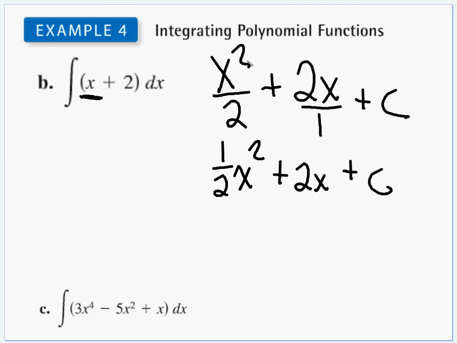I just don't like to have my variables on top like that. I like them to slide off. It's a little more at least pleasing to my eye. But there is my final answer.